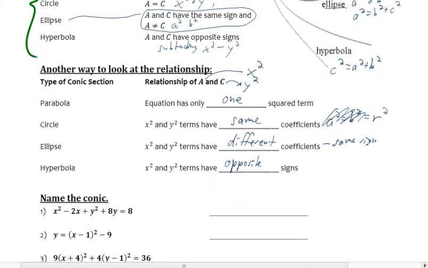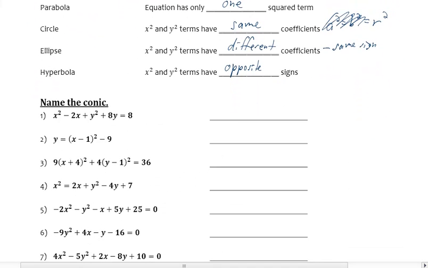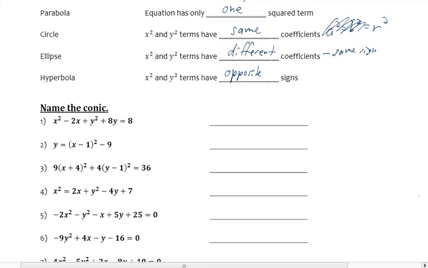So once we've got that down, let's pop down and name that conic. We're going to give each of these examples one of the terms listed above: parabola, circle, ellipse, or hyperbola. And I'm going to verbally walk you through what these are like. You don't necessarily have to complete the square on these to figure these out. In number one, you could choose to.